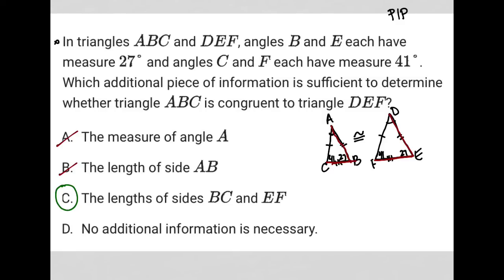No additional information is necessary. That's definitely false, which also helps me to feel more confident about choice C, because we don't need more information to know the degree measurement for angles A and D. But as you know, that information, if we stop there, would only be enough to say that these two triangles are similar. It would not be enough to say that they are congruent.